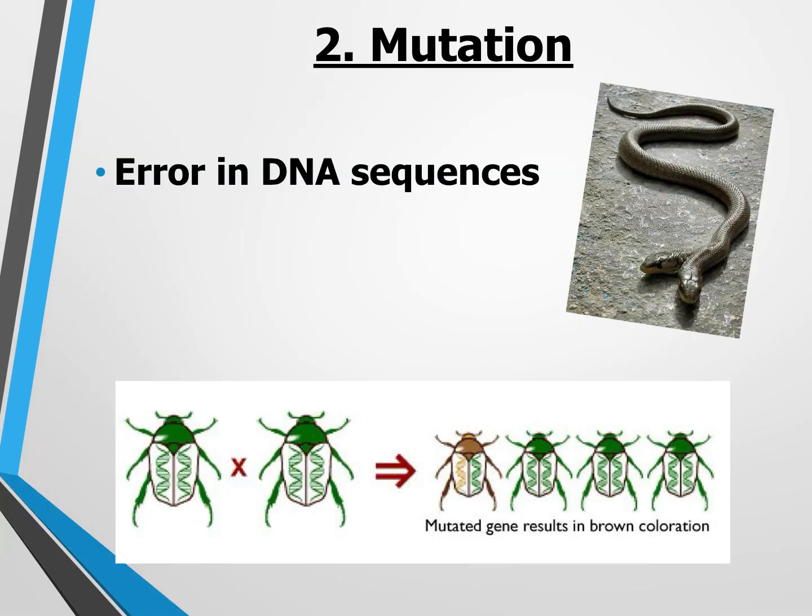Our second agent of microevolution is mutation. Mutations are just errors in DNA sequences. Here we have the two-headed snake that of course formed due to a mutation in the DNA. Another example: let's say there's this green population of beetles and 2 green beetles mate, and there is some sort of mutated gene that resulted in a brown beetle. Since we have a mutation, we're changing up the gene pool, and we're going to see a little bit of evolution if we get a new color beetle due to mutation.